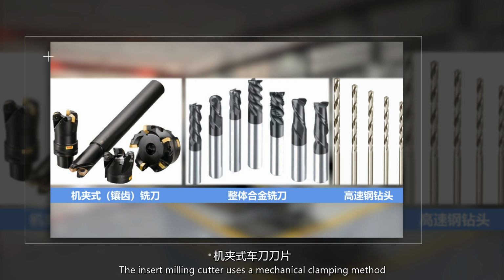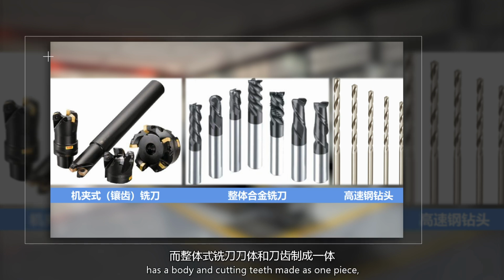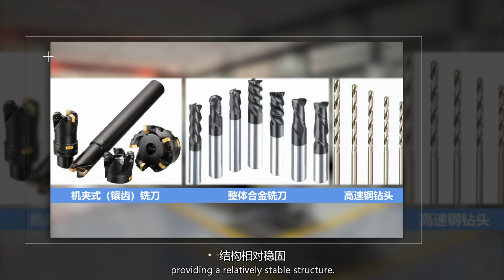The insert milling cutter uses a mechanical clamping method to secure the insert on the tool body, making it convenient to replace the insert. In contrast, the solid milling cutter has a body and cutting teeth made as one piece, providing a relatively stable structure.